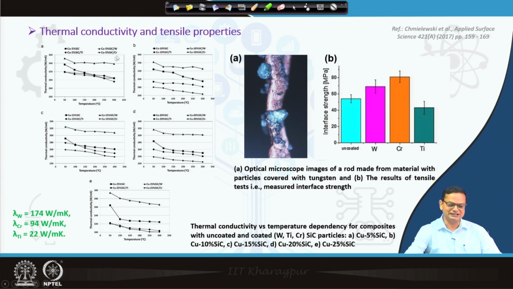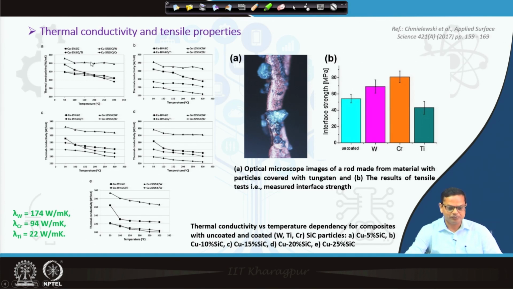Another thing we are seeing here is that the gap between the tungsten line and the other lines is actually increasing with increase in silicon carbide percentage, the amount of silicon carbide. Now, why is that happening? Anyone have any idea? Okay, I will come to that.